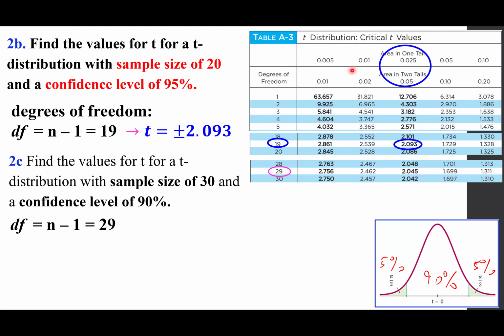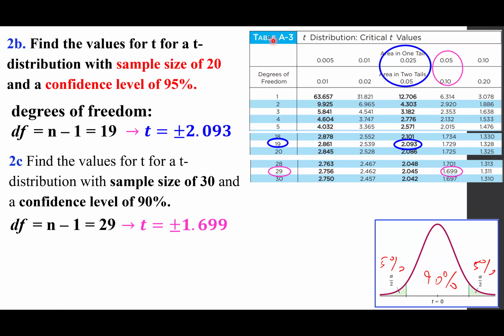Up here, area in two tails is 0.1, in one tail is 0.05, and the intersection of the two gives us 1.699. So this is negative, this is positive, so plus minus 1.699. This is how we find the value of t from the table.